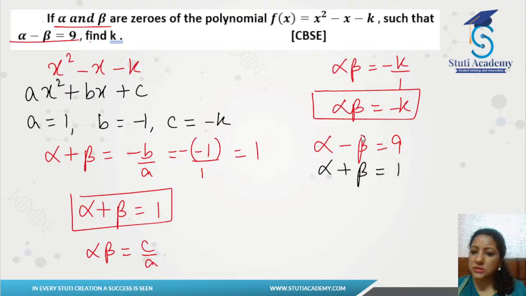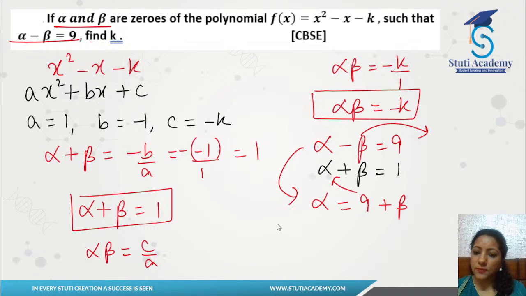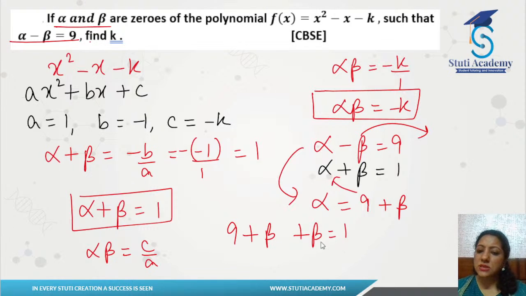We can take this beta on the other side and from here we will get alpha equal to 9 plus beta. I'm going to put this value here in this equation. So, I'll get 9 plus beta plus beta is equal to 1. So in place of alpha, I've written 9 plus beta. So 9 plus beta equal to 1. In the next step, we are going to solve this.